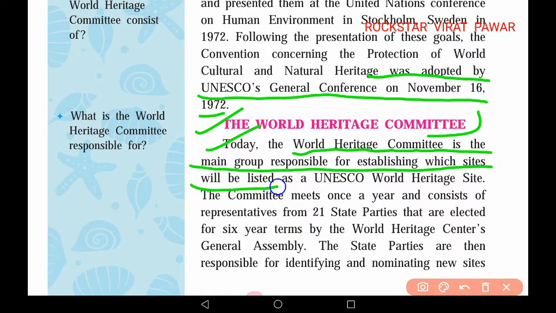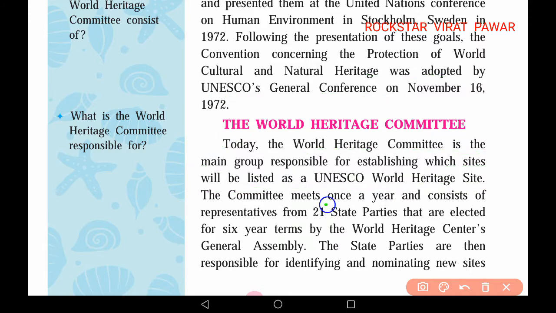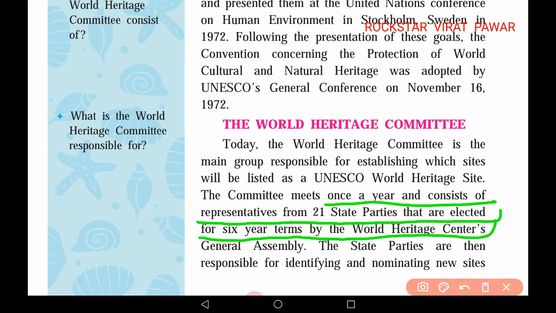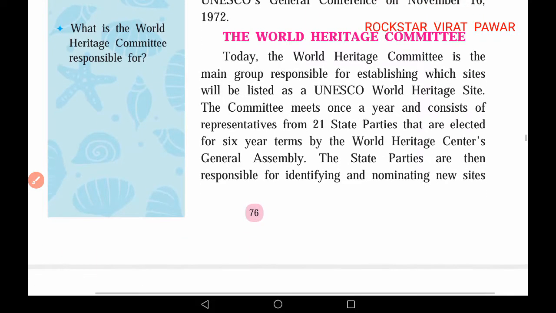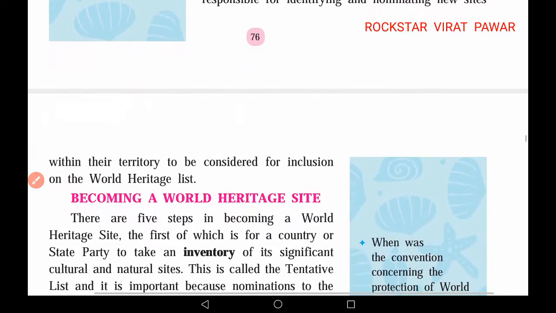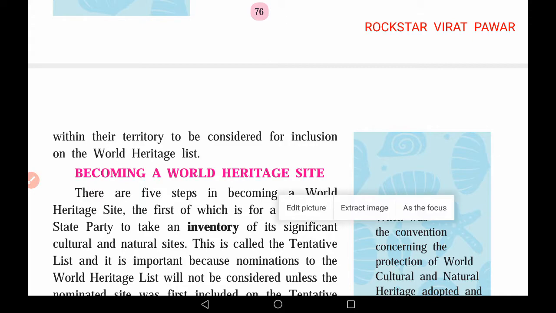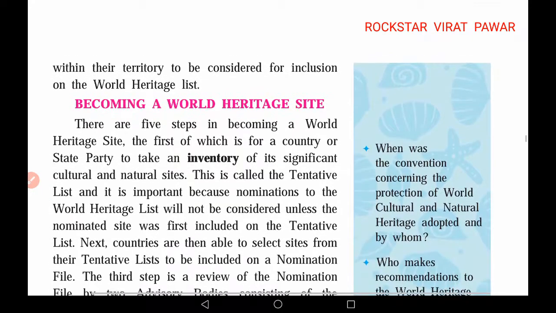Today, the World Heritage Committee is the main group responsible for establishing which sites will be listed as UNESCO World Heritage Sites. The committee meets once a year and consists of representatives from 21 states parties that are elected for 6-year terms by the World Heritage Center's General Assembly. The state parties are responsible for identifying and nominating new sites within their territory to be considered for inclusion on the World Heritage list.